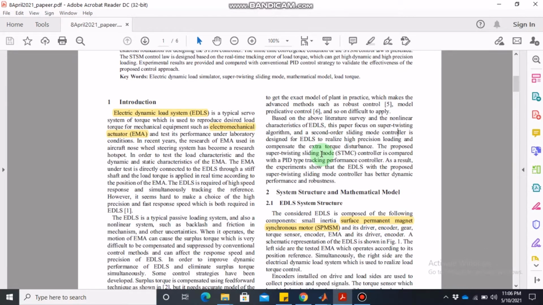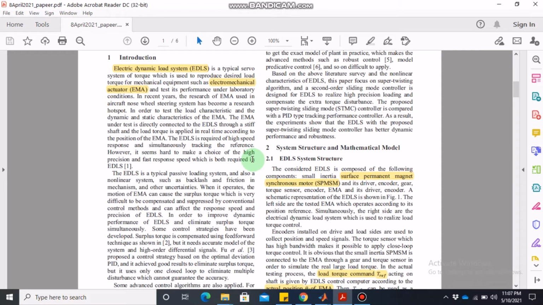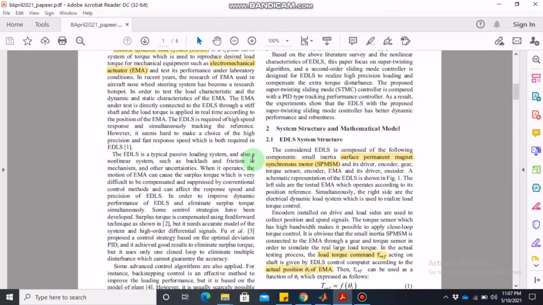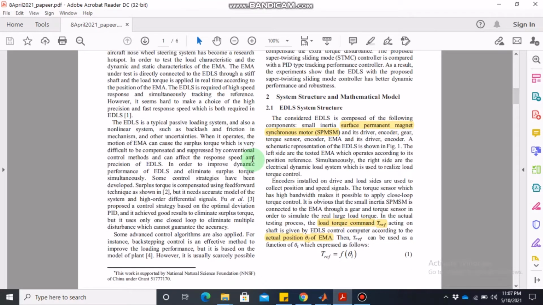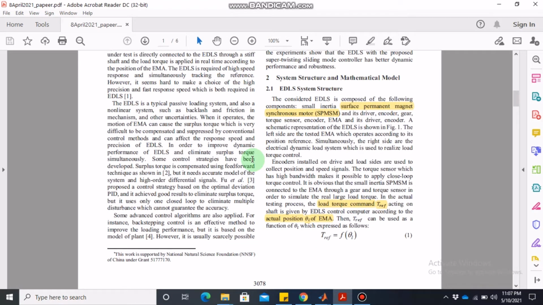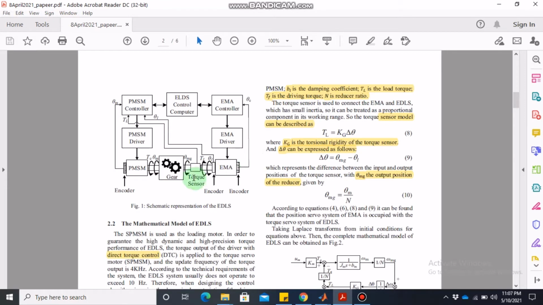So as usual, I'm not going to go through the details of the paper. Rather, this video is going to be about how to interpret and simulate the control and dynamics related equations of this paper in MATLAB. So the whole schematic representation of electric dynamic load simulator is given in this diagram.